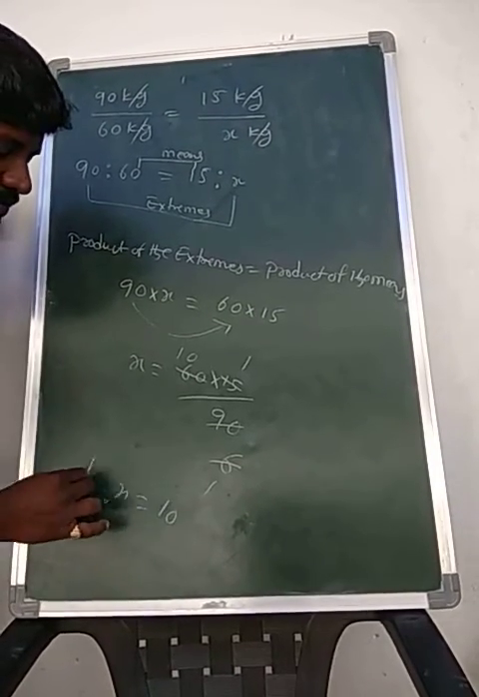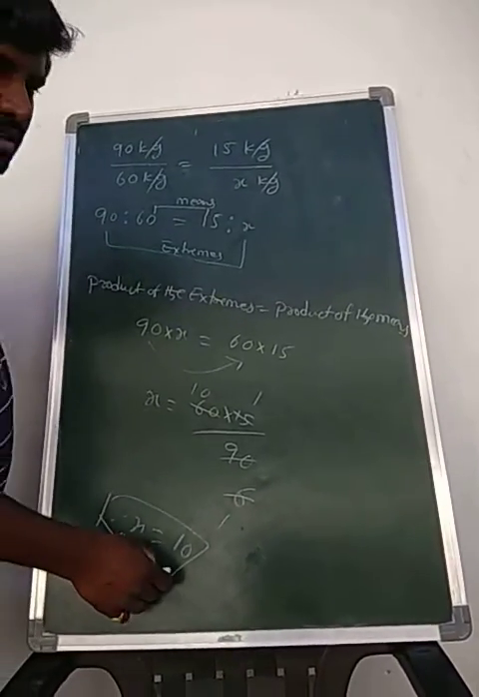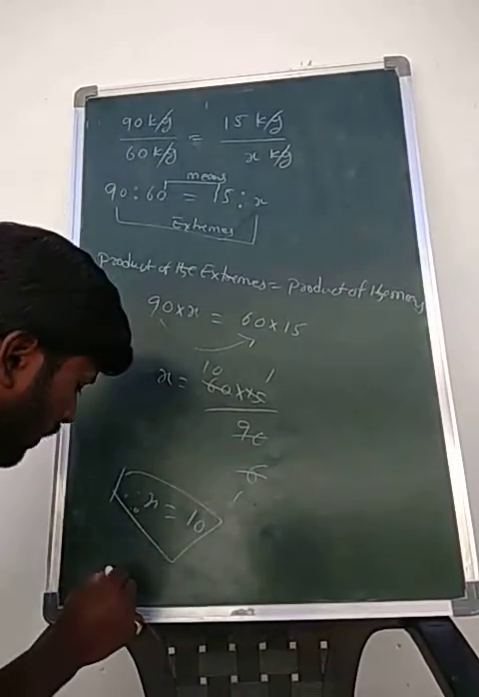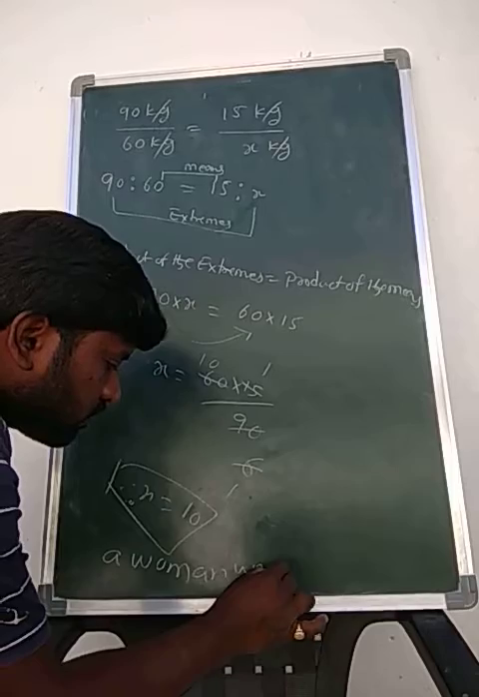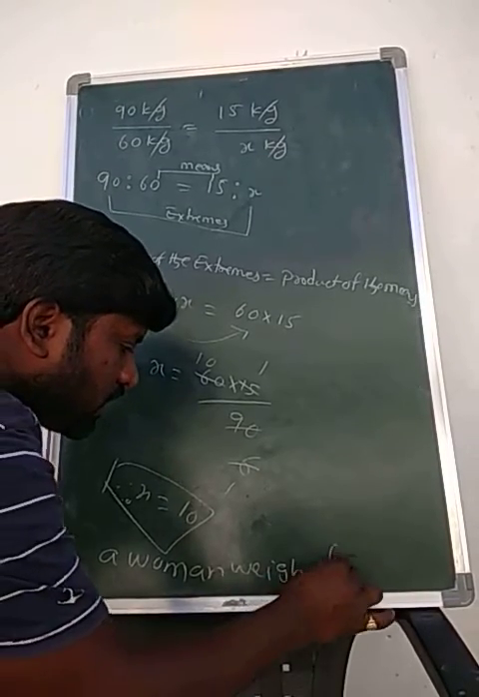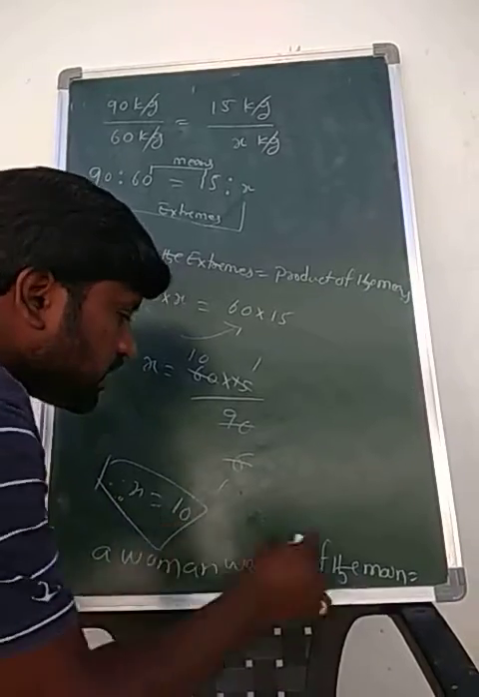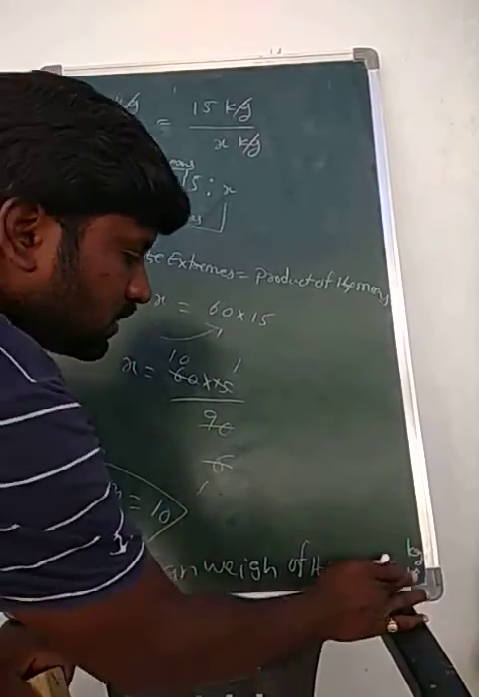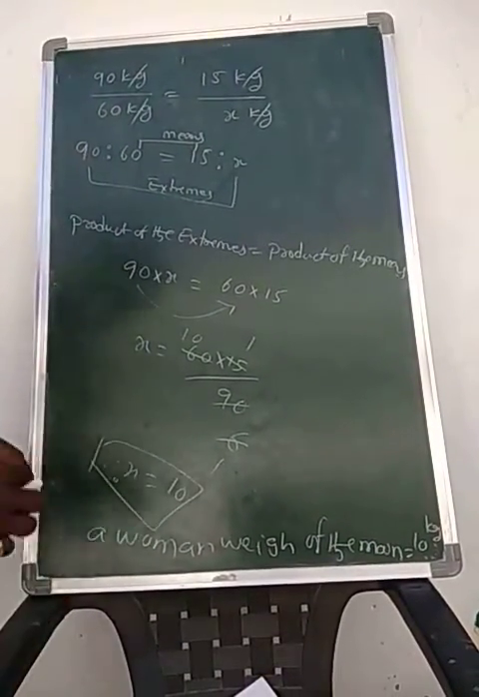That is 10. That means the weight x is equal to 10, meaning a woman's weight on the moon. Okay? A woman's weight on the moon is equal to, that is what? 10 kgs. How many kgs? That is 10 kgs. So you try to see clearly.